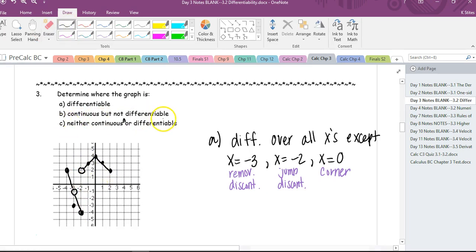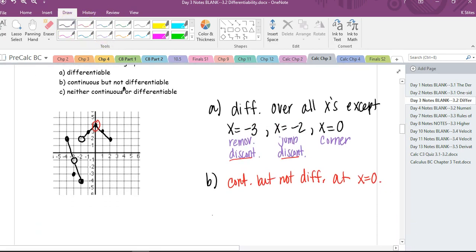Now we're going to say where we're continuous but not differentiable. Continuous is like a smooth curve. It's not a hole, it's not a jump. So it's continuous everywhere, but not differentiable at this guy right here, x equals 0. It is still continuous at x equals 0, it's just not differentiable there. These other 2 locations are not continuous. Remember, discontinuity.